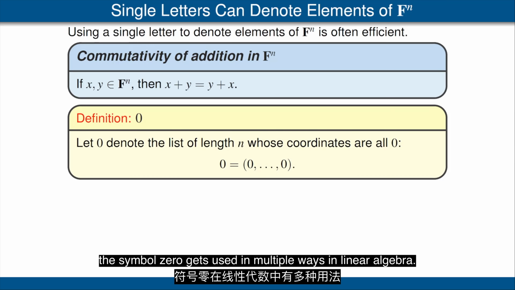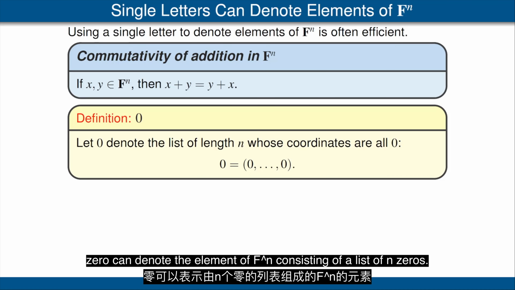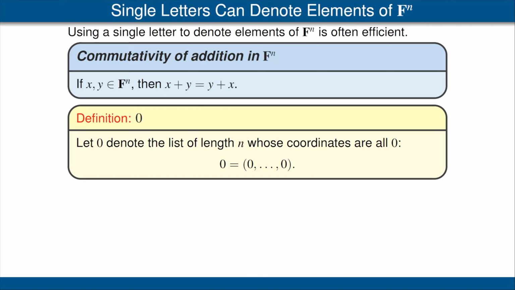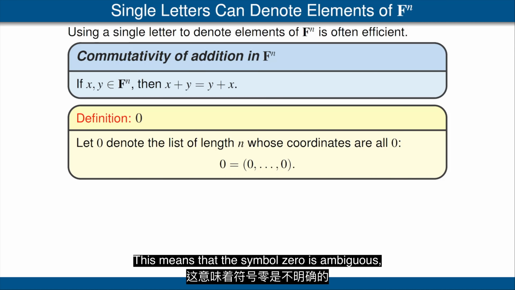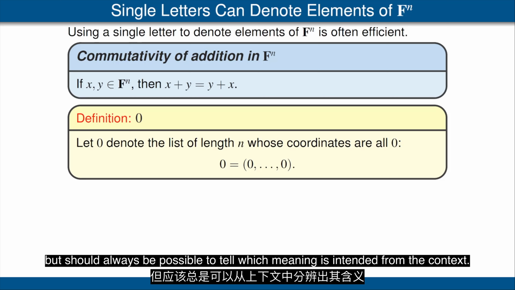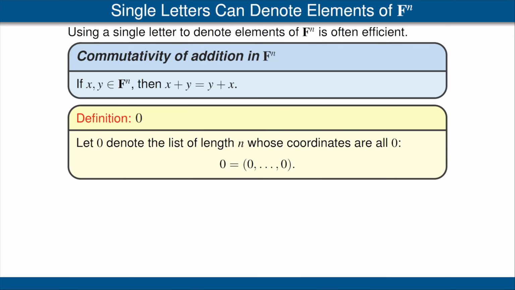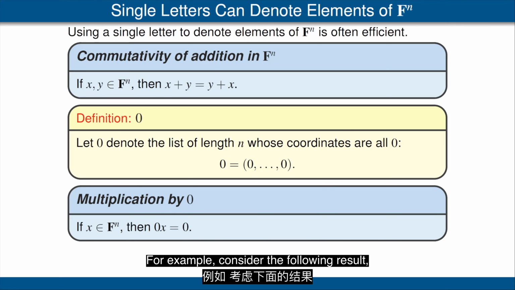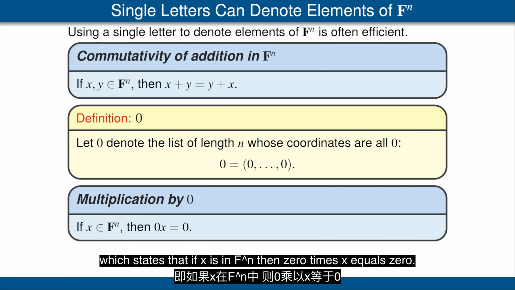The symbol 0 gets used in multiple ways in linear algebra. For example, 0 can denote the element of Fn consisting of a list of n zeros. This means that the symbol 0 is ambiguous, but it should always be possible to tell which meaning is intended from the context. For example, consider the following result, which states that if x is in Fn, then 0 times x equals 0.